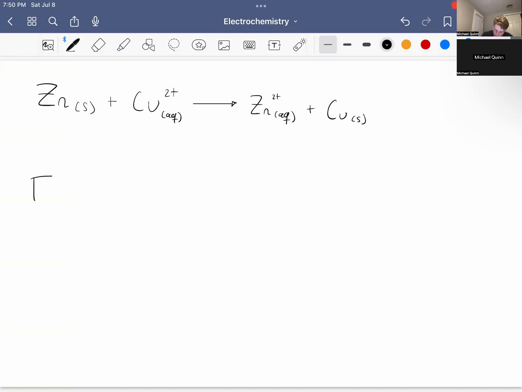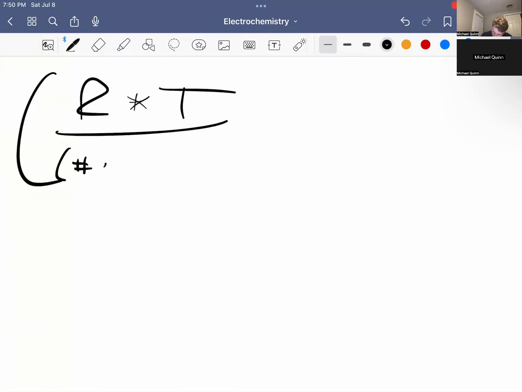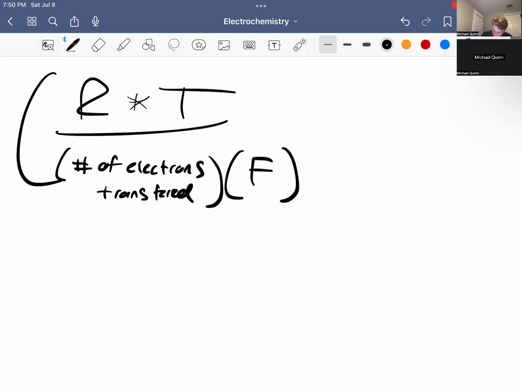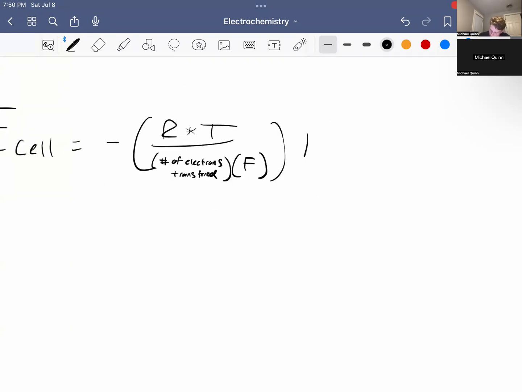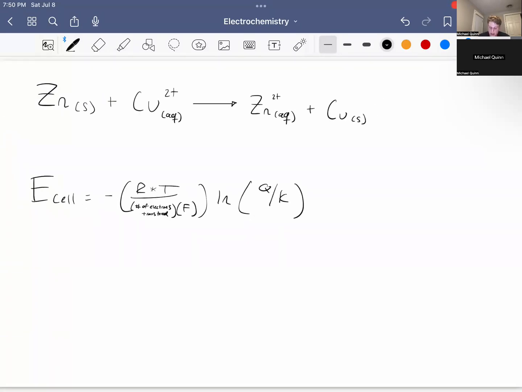So the Nernst equation, which is Ecell equals negative R times T over the number of electrons transferred times Faraday's constant times the ln of Q over K. So Ecell is going to equal negative RT over the number of electrons transferred times Faraday's constant times the natural log of Q over K.